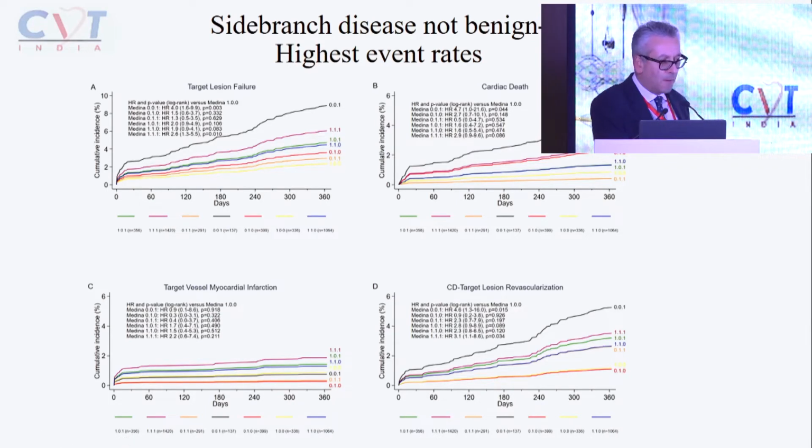So, these are not benign lesions, stenting them. These lesions, if at all possible, avoid stenting them. This is 4,000 bifurcation lesions showing that they have the highest risk of target lesion failure and cardiac death out of all bifurcation lesions. Much worse than the 111s that we often consider to be the most complex.